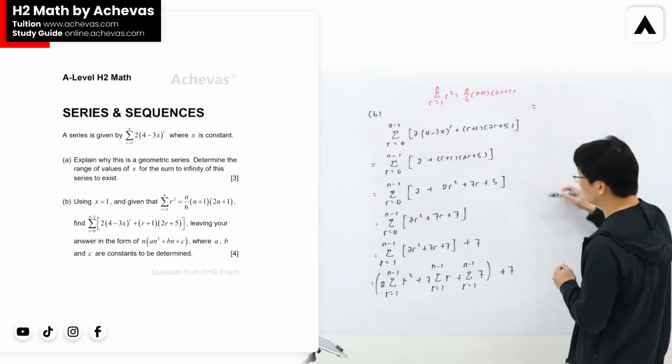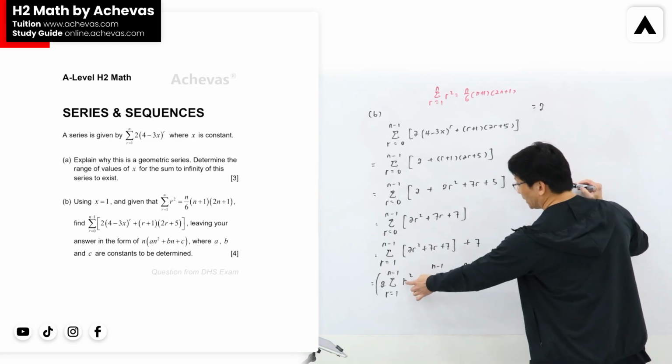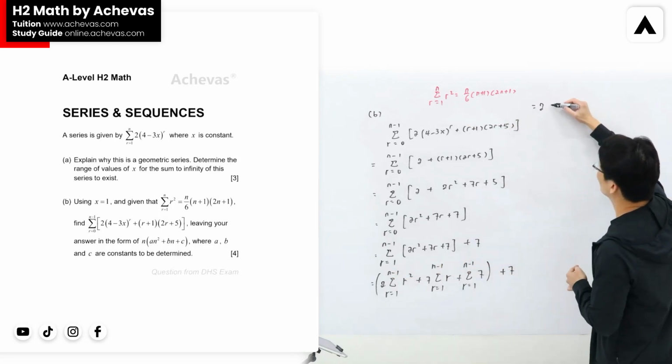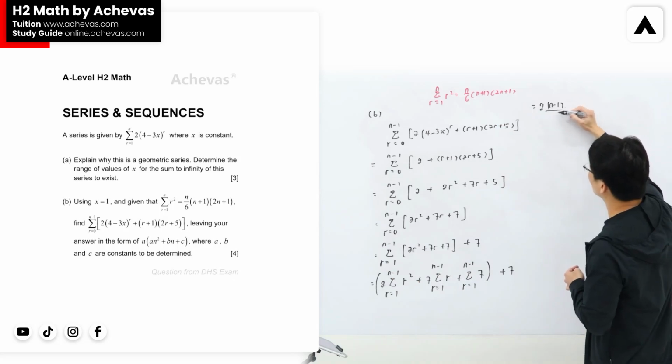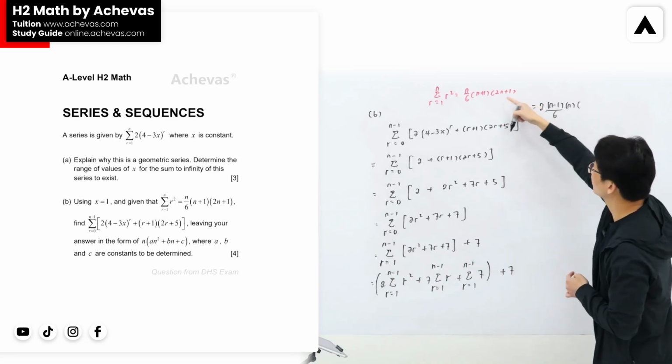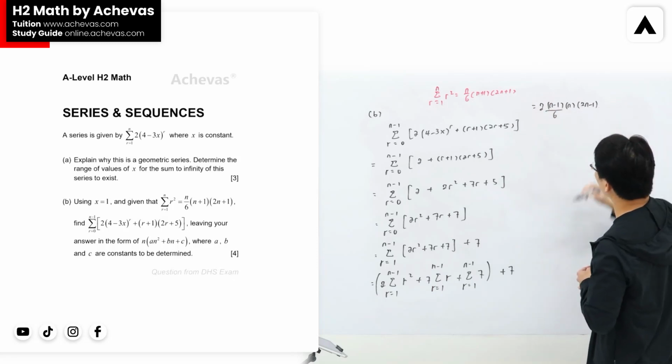I'm going to continue writing my solution here. For our first term, I'm going to replace all the n I see with n minus 1. So I will have n minus 1 over 6. This will just be n. And when I sub n minus 1 inside, I have a 2n minus 1.